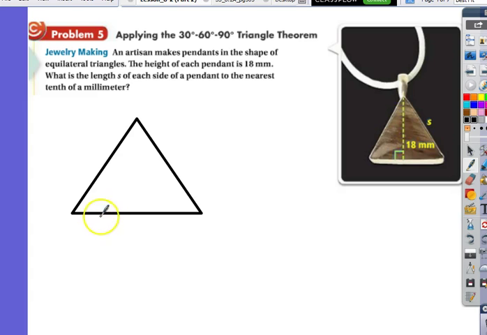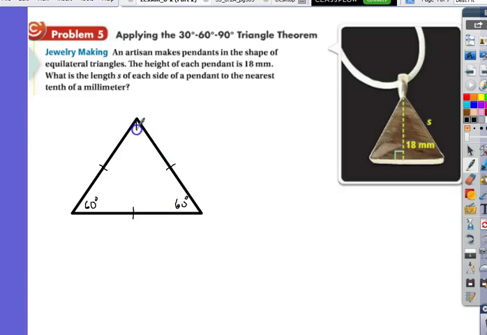All the sides are equal. What else? All the angles are equal, which makes them all what? If they're all equal, they all have to be 60 degrees, don't they? Because the sum has to be 180.